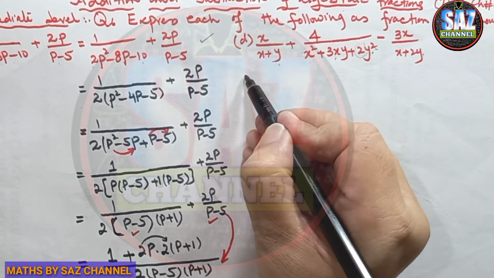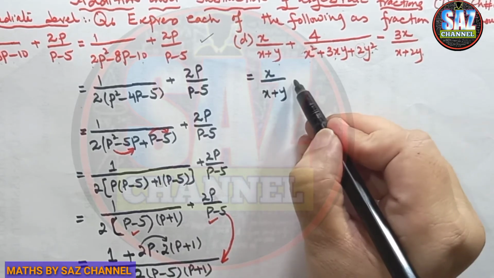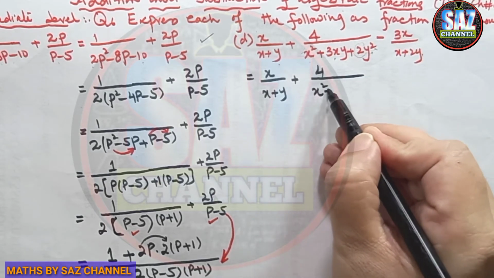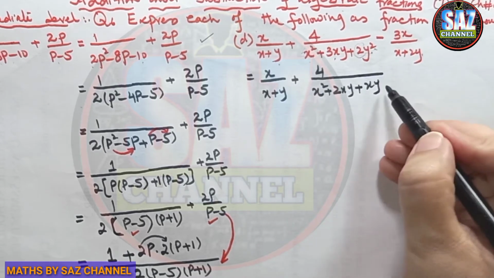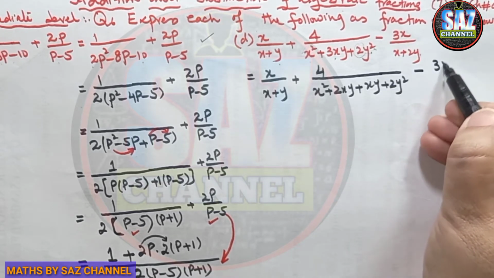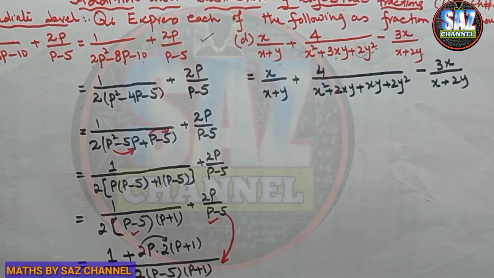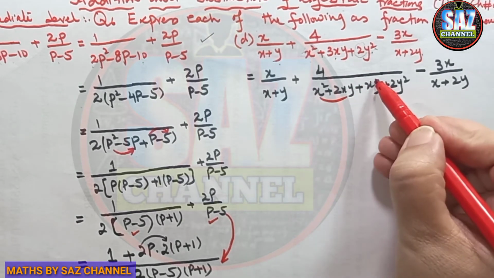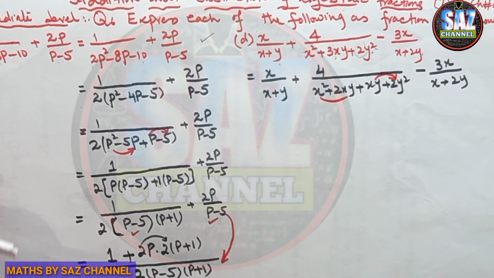Coming to the solution, I can write it x upon x plus y plus 4 upon x square plus 2xy plus xy plus 2y square minus 3x upon x plus 2y. Now what we have to do, we have to make the groups of like terms from the denominator of the middle fraction and extract some number or letter as a common factor.